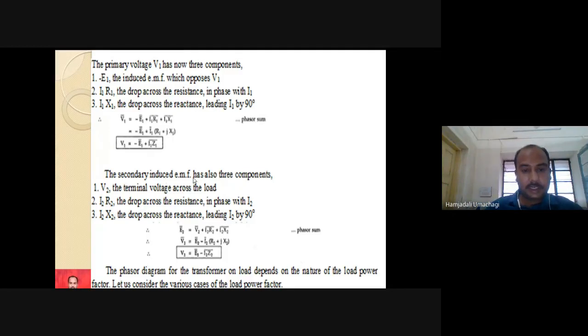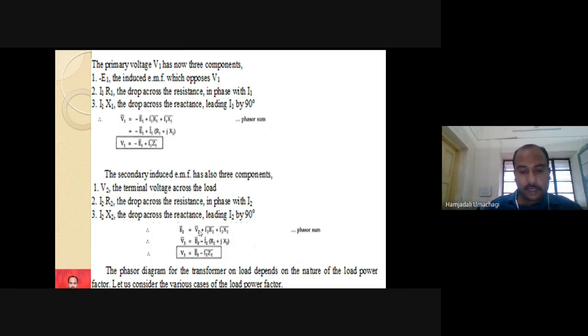Similarly, on the secondary side, if I apply the KVL, what is the voltage equation? As we have seen, E2 is equal to V2, this is the load terminal voltage, plus I2 R2 plus I2 X2. This is the resistive secondary drop. This is the reactive secondary drop. This is the terminal voltage which is available across the load. And this is the secondary induced EMF. So E2 is equal to V2 plus I2 R2 plus I2 X2.